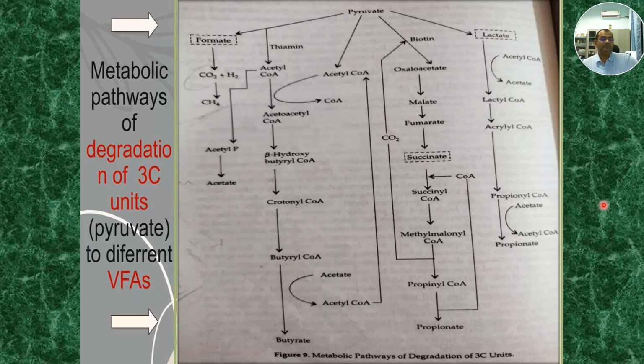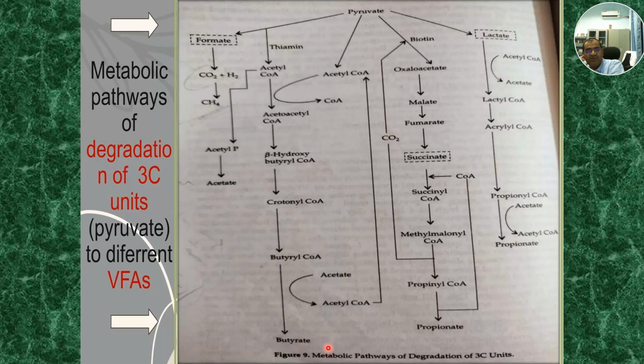Apart from this, what happens to the pyruvate later? Pyruvate is converted to fumarate, and fumarate is converted to acetate. Then pyruvate, with thiamine, is converted to acetyl-CoA, then beta hydroxybutyryl-CoA, then crotonyl CoA, then butyryl CoA, and ultimately butyrates are produced.